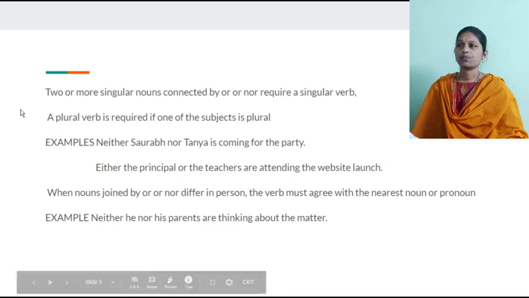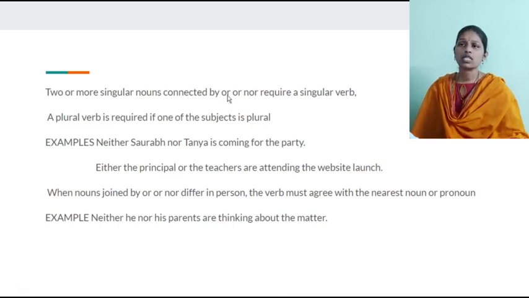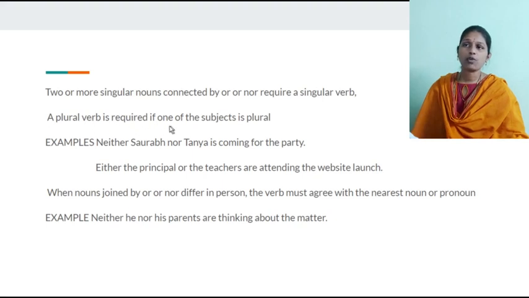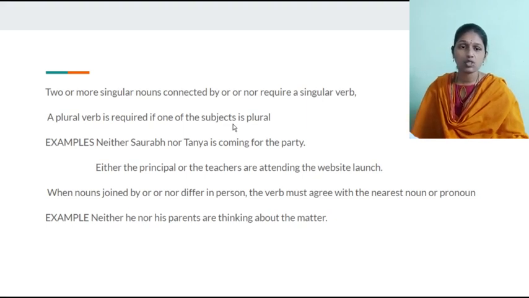Now, two or more singular nouns connected by or, nor require a singular verb. A plural verb is required if one of the subjects is plural, the nearest one to the verb. If the nearest noun is plural, we take a plural verb. If it is singular, we take a singular verb. So, neither Saurabh nor Tanya is coming for the party. Is coming is the verb here. Tanya is singular, so we used a singular verb here.